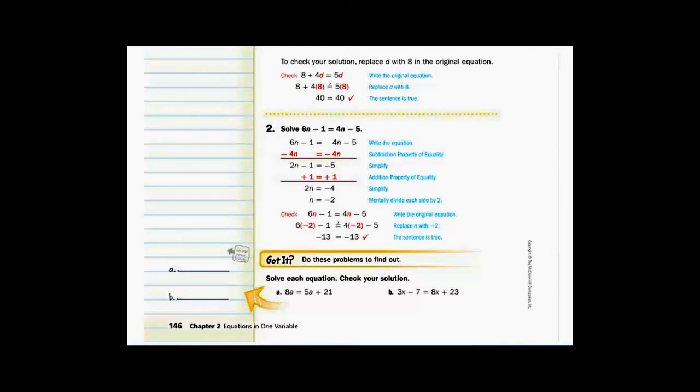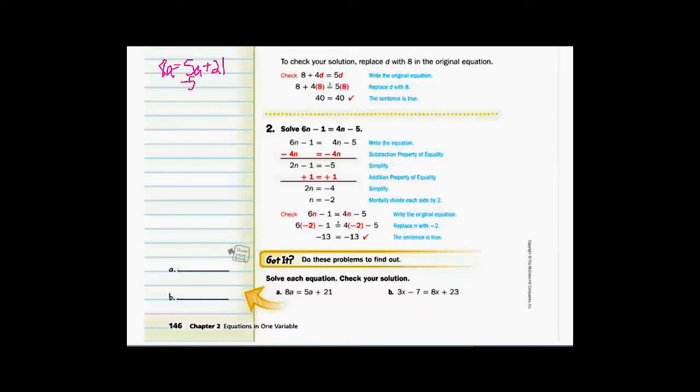Okay, back with me. Let's try this. 8a equals 5a plus 21. So again, I have two variables, and I only have one plain number. I'm going to leave that plain number where it is because it's already by itself. It's not on the other side too, which means I now need to get rid of this.